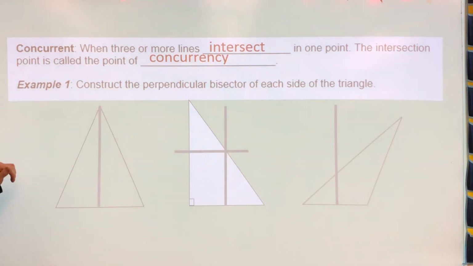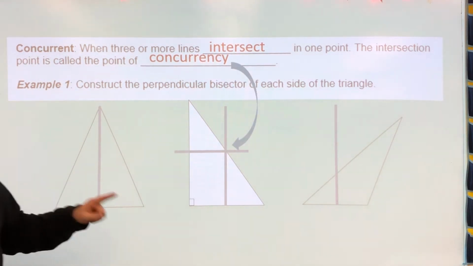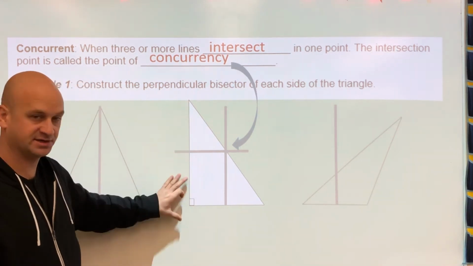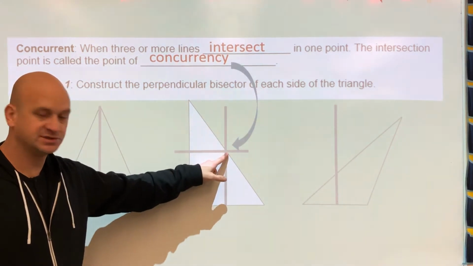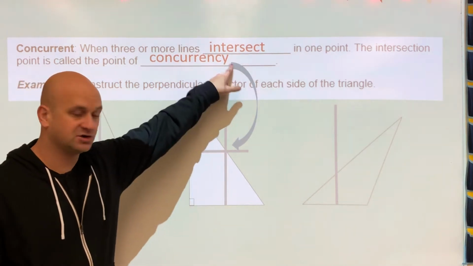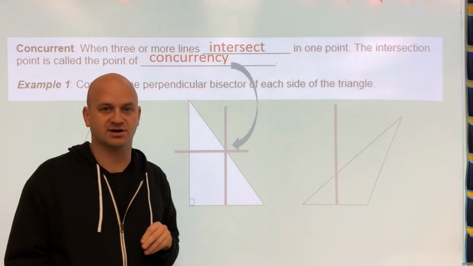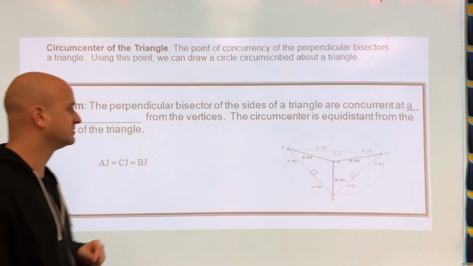All right, now if we were to do this with a second side, for example, in this one. If we take this side and cut it in half perpendicularly, they're going to intersect, and that intersection is called the point of concurrency. We're going to talk about some special properties that occur at this point.